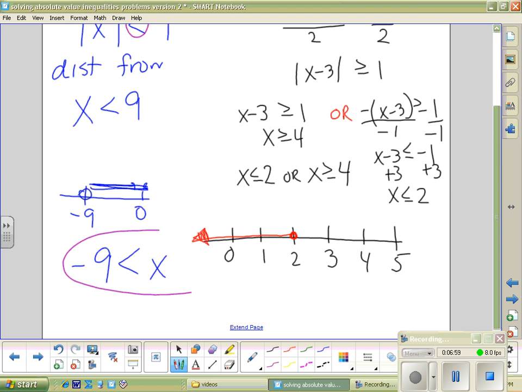And then I do the same thing on the other side. X is greater than or equal to 4. And so I have a solid circle at 4. And my graph is going off to the right.